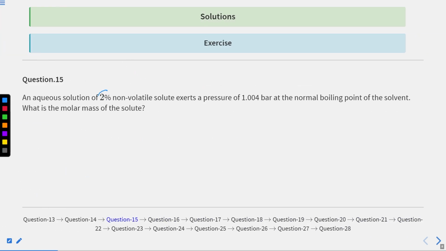An aqueous solution of 2% non-volatile solute exerts a pressure of 1.004 bar at the normal boiling point of the solvent. What is the molar mass of the solute? It is asked. So the question says that we have an aqueous solution in which 2% is non-volatile solute, and it exerts a pressure of 1.004 bar at the normal boiling point of the solvent. So we have to calculate the molar mass of the solute.